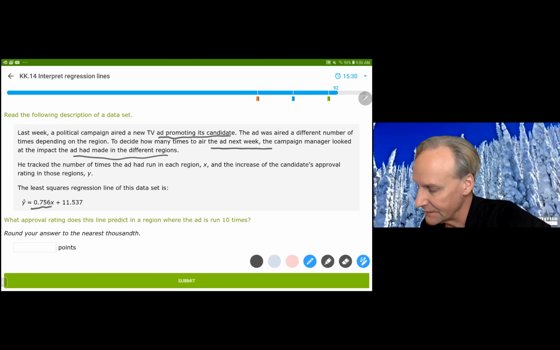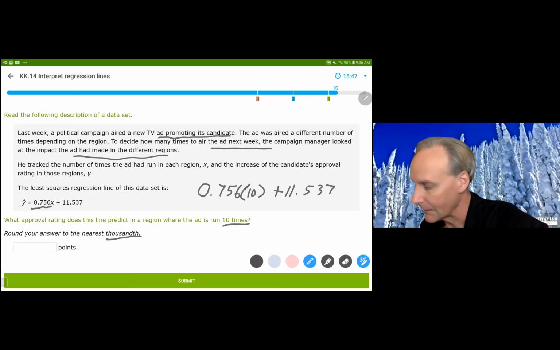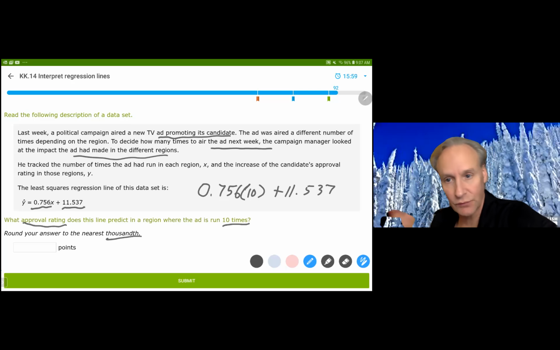What approval rating does this line predict in a region where the ad runs 10 times? Well, I can substitute the 10 in without even using the calculator. 0.756 times the 10 ads plus 11.537. And we want to round it to the nearest thousandth. So we want to take a look at the approval rating increase. So his approval rating without any ads would be 11.537. That's what we would expect. Not a very good approval rating.